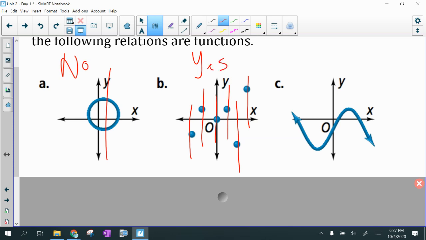How about this wavy line here? Well, once again, I can pass multiple vertical lines across it, and I'm only ever hitting one spot at a time. So I'm going to say yes, it is a function.